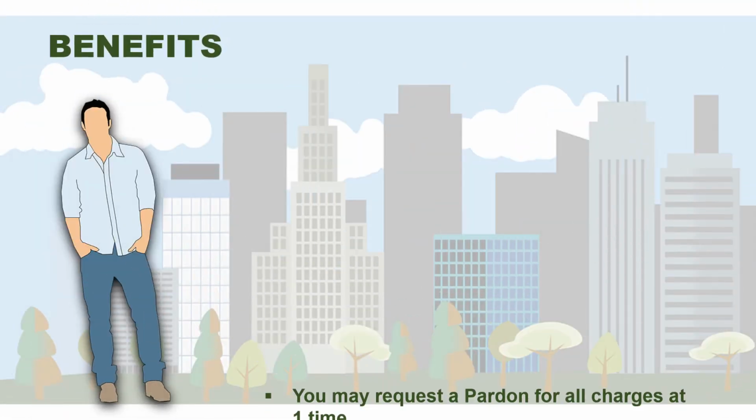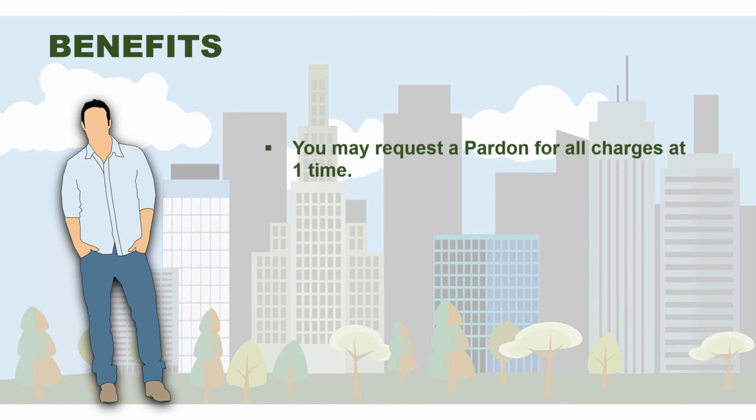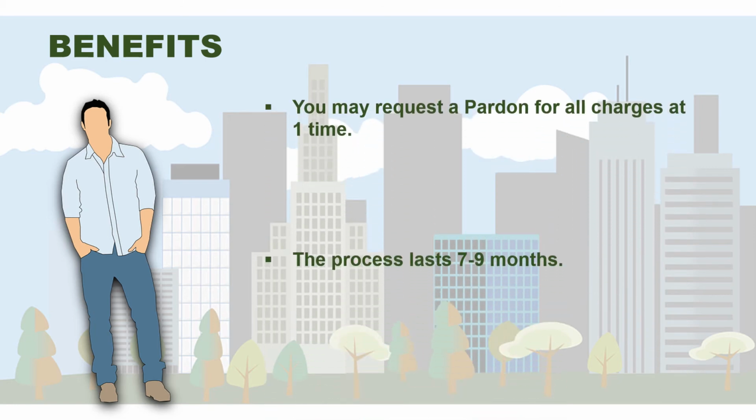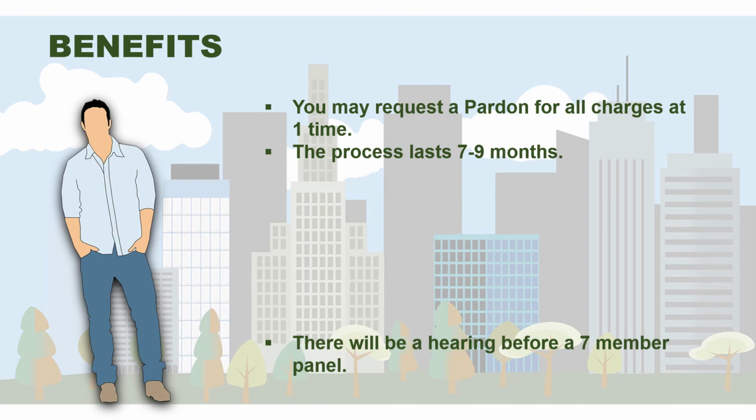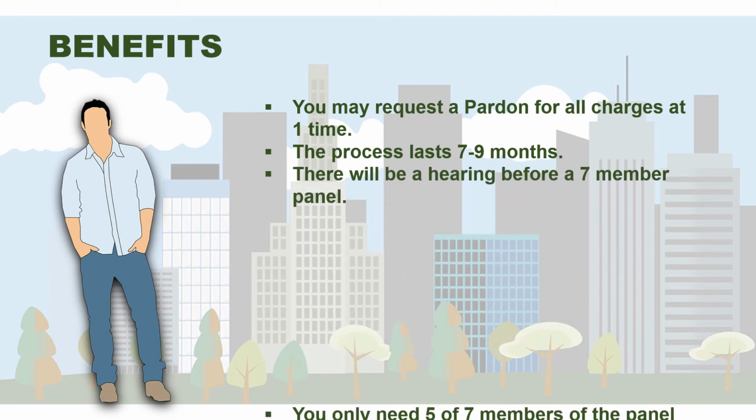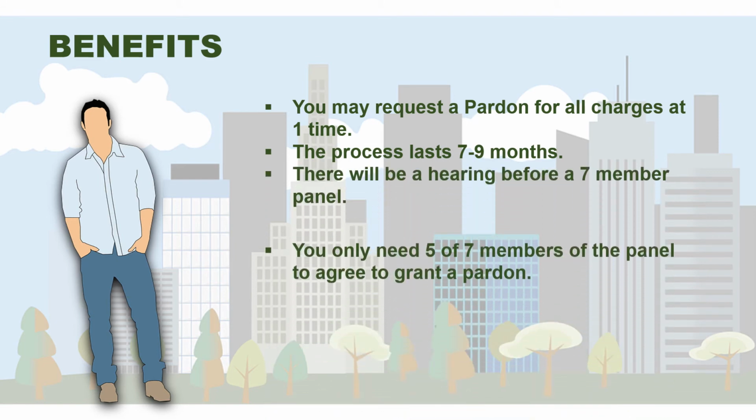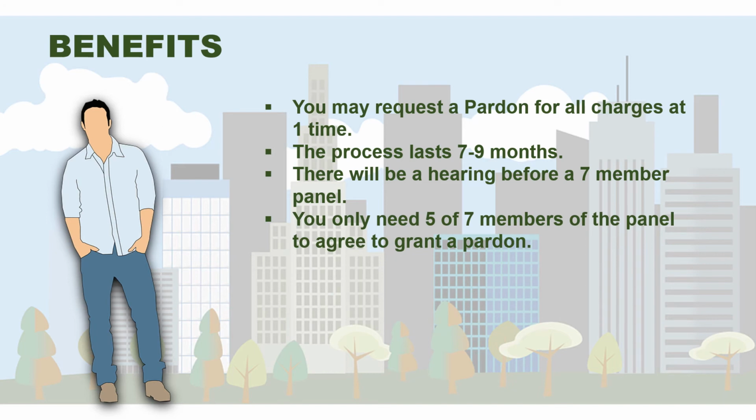Joe can request that all of his convictions be pardoned at one time. The process of a pardon lasts between 7 and 9 months. Joe will have to go to a hearing before a panel of 7 individuals from probation, parole, and pardon, but he only needs 5 members to agree that he should have a pardon. Joe could have everything forgiven at once.